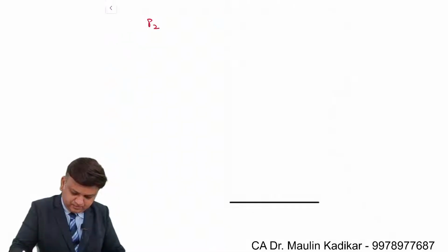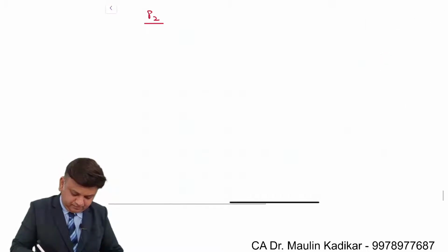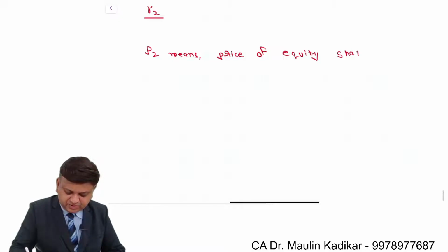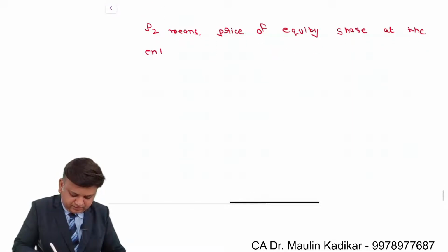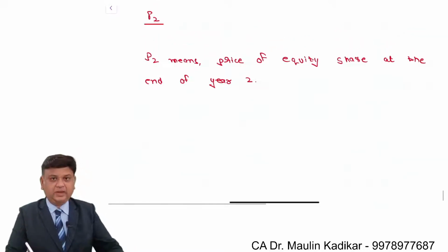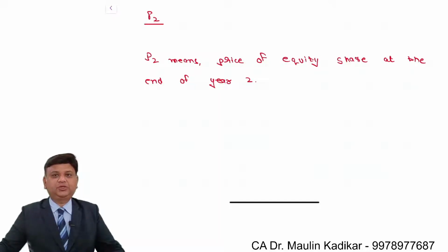P2. Write it down. P2 means price of equity share at the end of year 2. Full stop. Now I request all of you to make the calculation of the P2 and put your answer in the chat box.